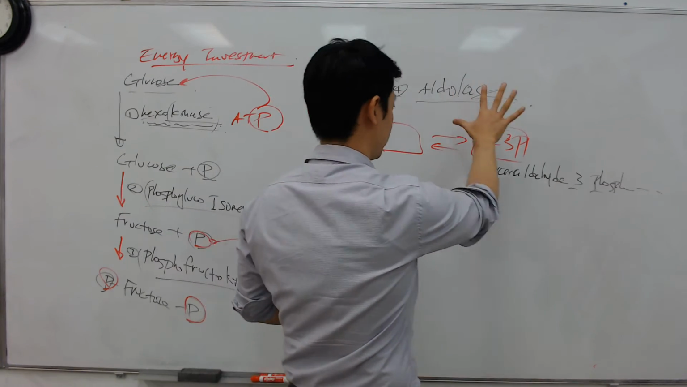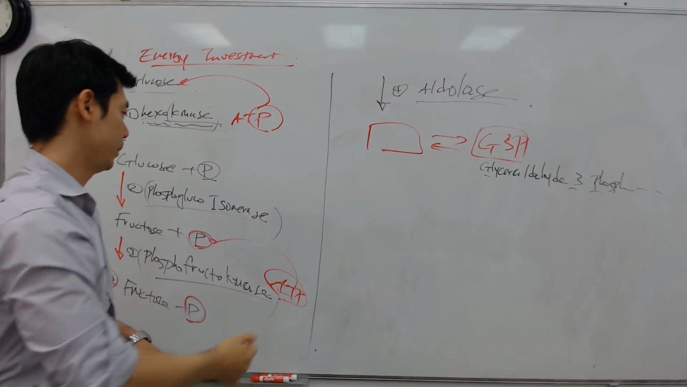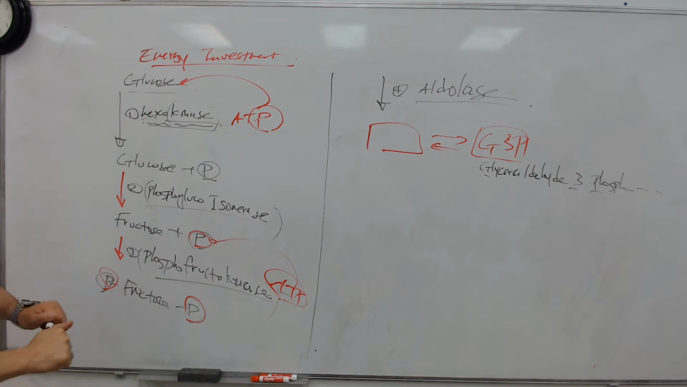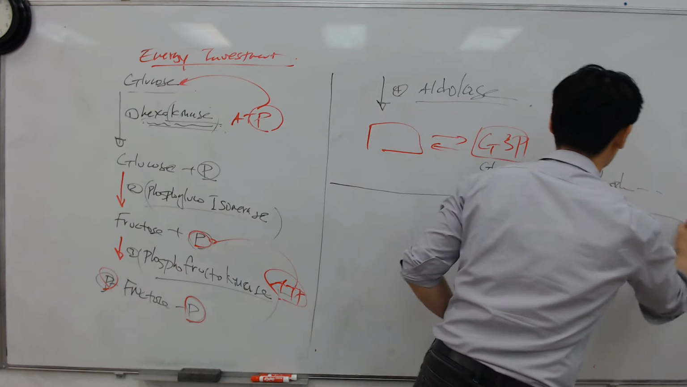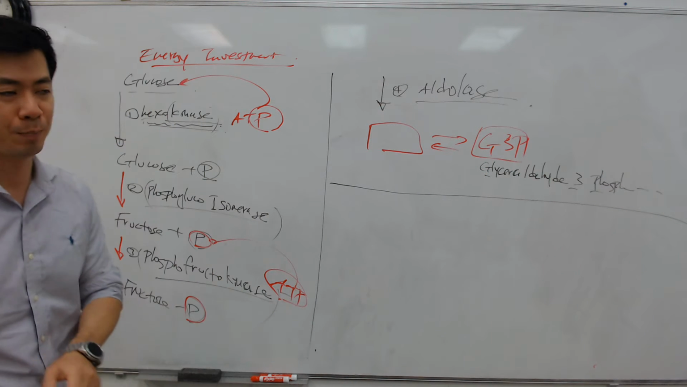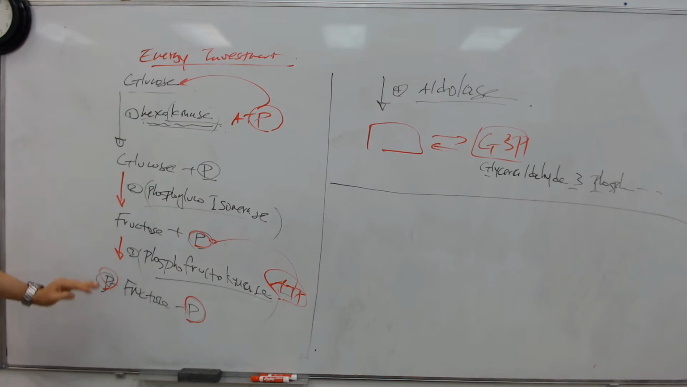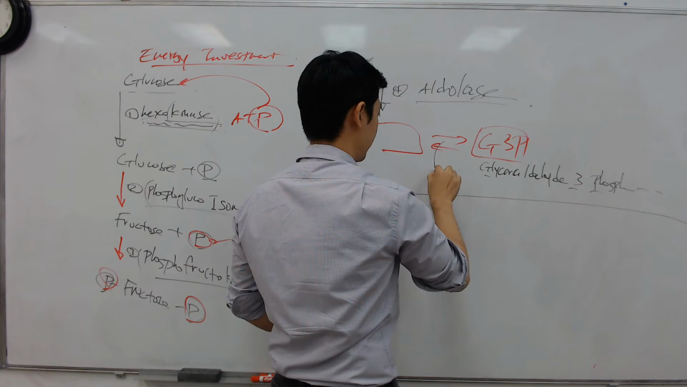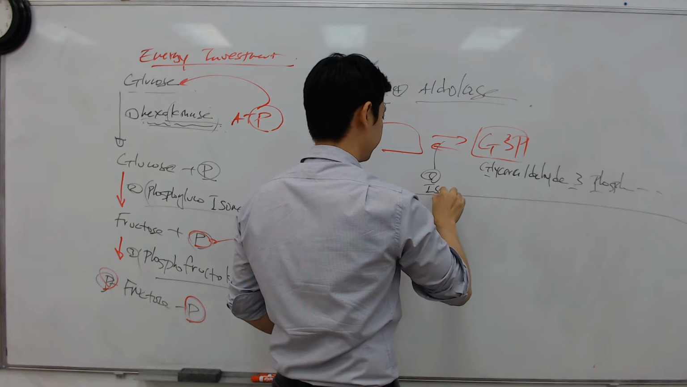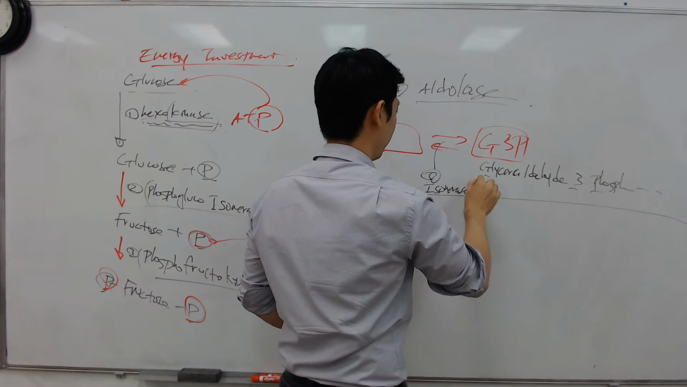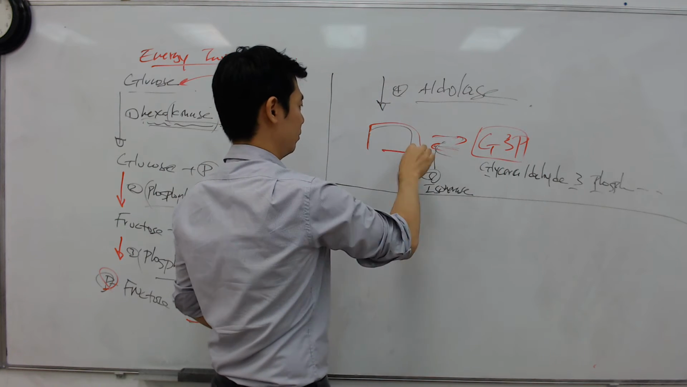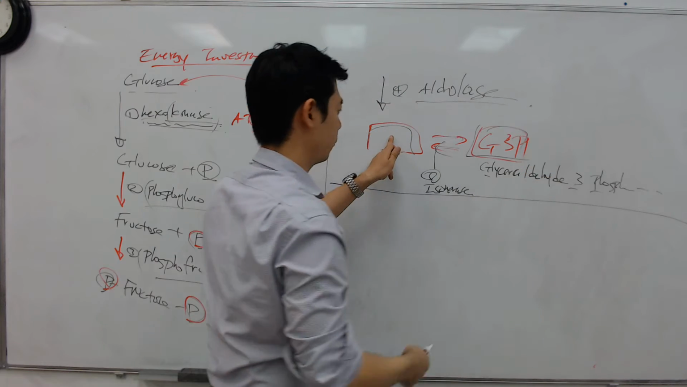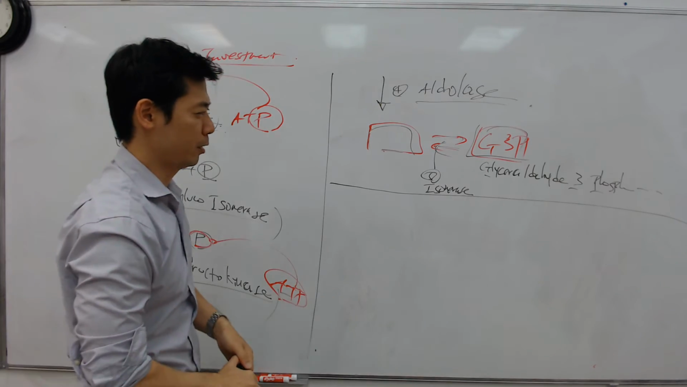This is what they can make out of the energy investment up until here, where they put a lot of ATPs in. And now this enzyme is called isomerase, where they can shift from one isomer form of G3P into this one.